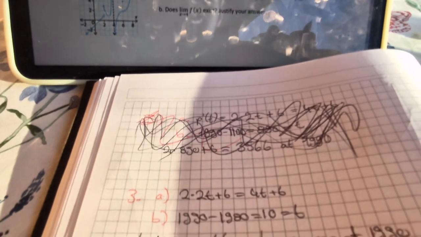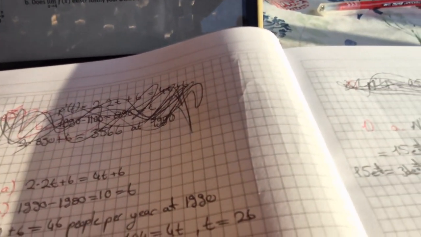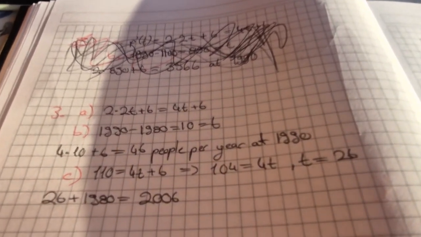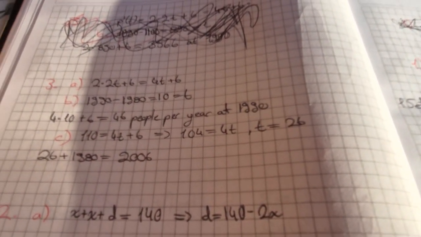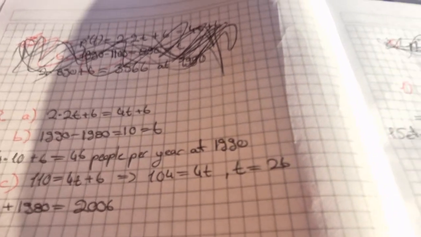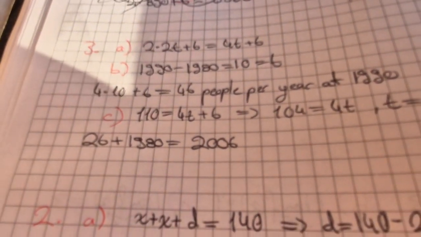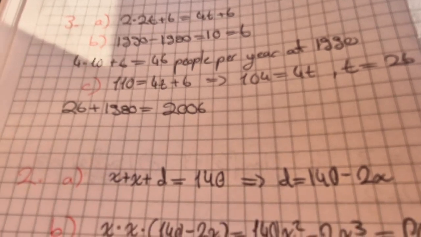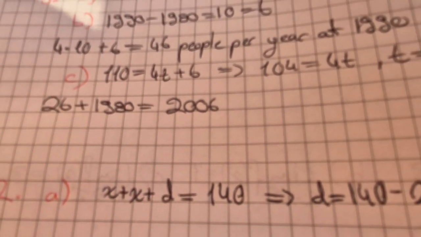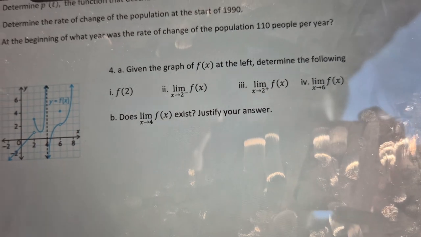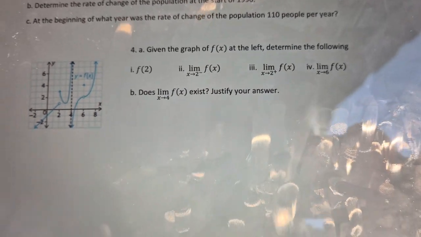And in part C, it actually gave us the rate of change and wants us to find the year. So we just go backwards and follow our steps, and it gave us 2006.